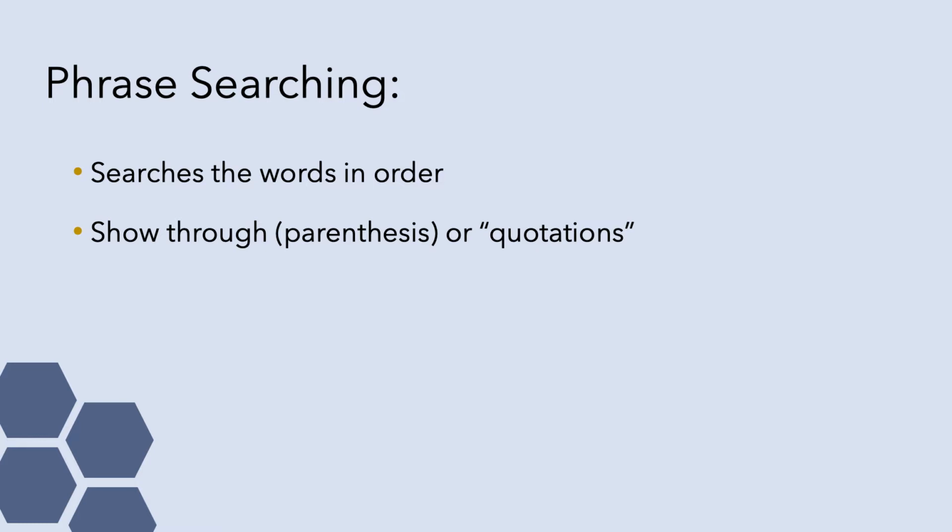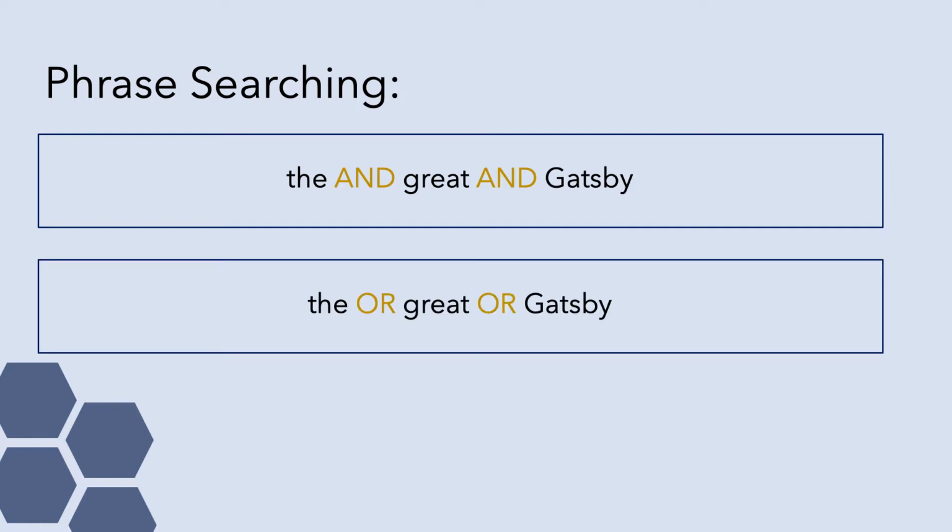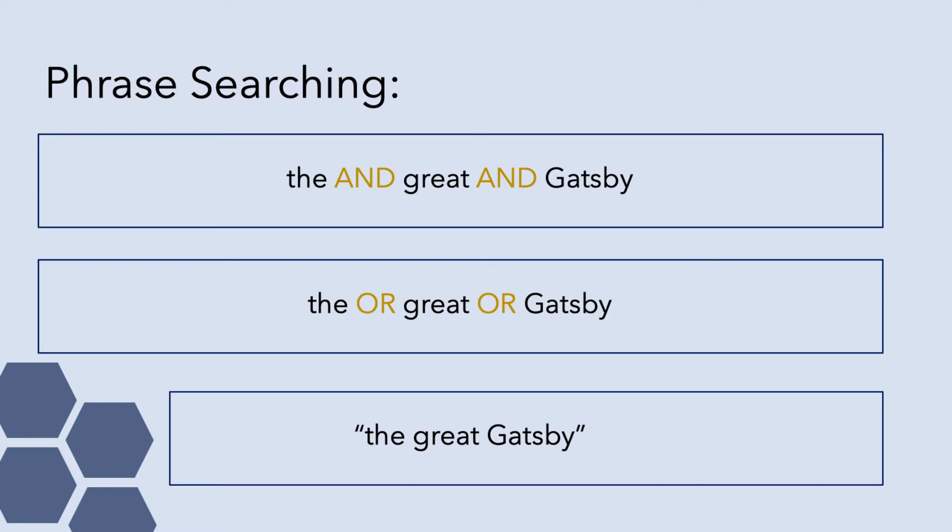Phrase searching is another useful technique that can be combined with Boolean. Using parentheses or quotations around a concept tells the database to search those exact words in that exact order. If, for example, I plug The Great Gatsby into a database, the database interprets my search as The and Great and Gatsby, or The or Great or Gatsby. This means the database may list every article or book with the word great in it. If you tell the database to search, quote, The Great Gatsby, it will return results with this exact title only.